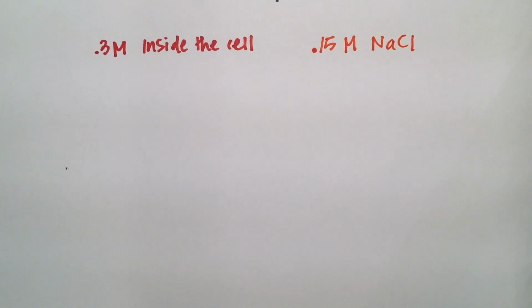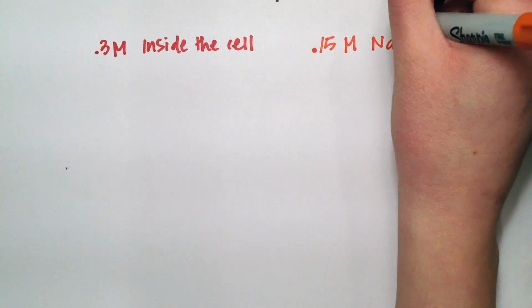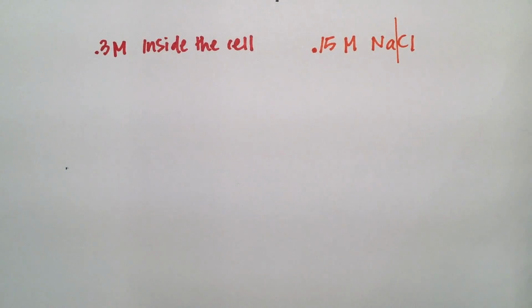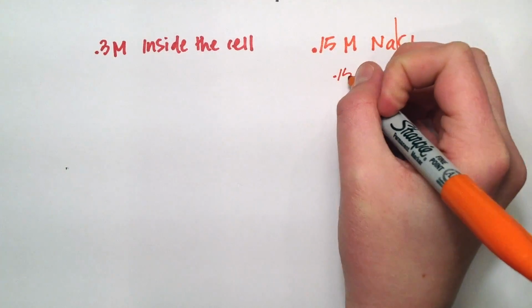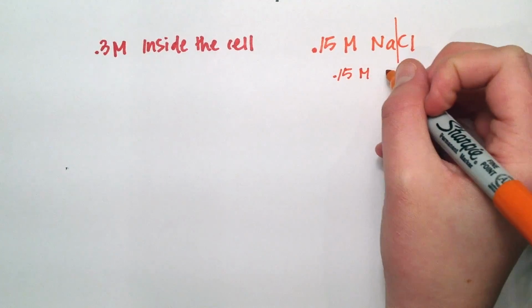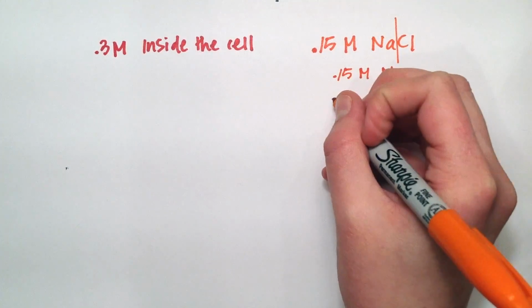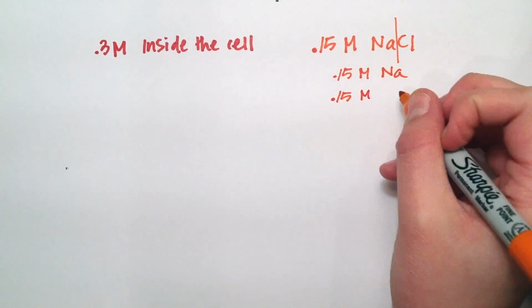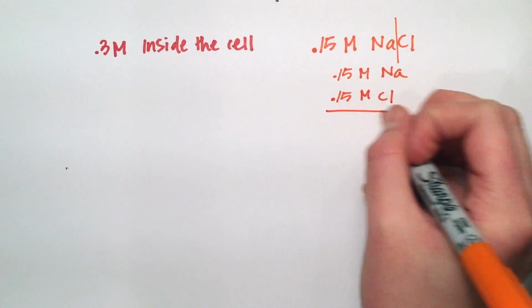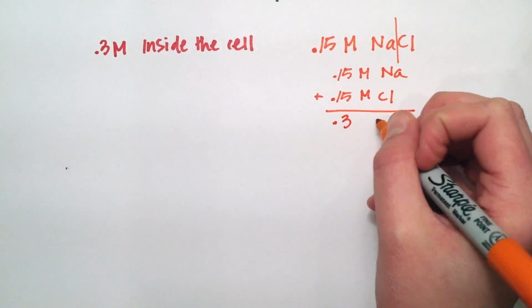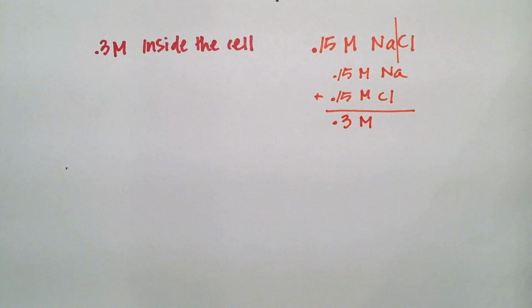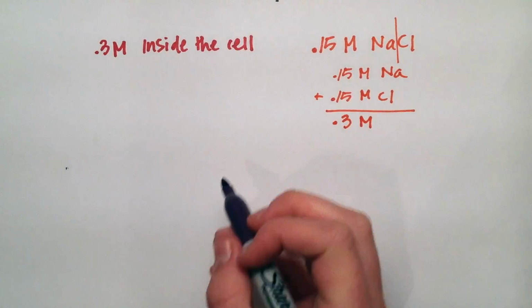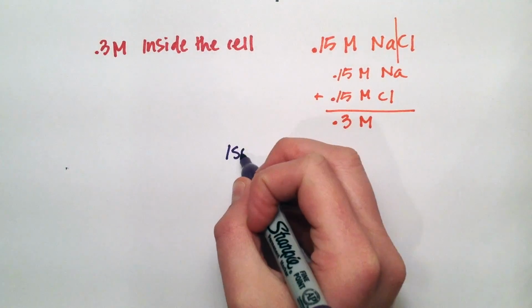We know that sodium chloride dissociates into both sodium and chloride, and so this actually is like saying 0.15 moles of sodium and 0.15 moles of chloride. And so if we add those together, then we have a 0.3 molar solution, pretty much. And so if we're comparing these together, then it would be isoosmotic because they are the same concentrations.